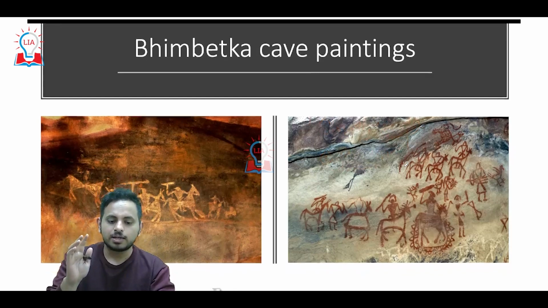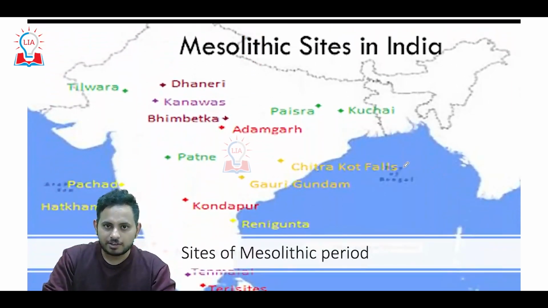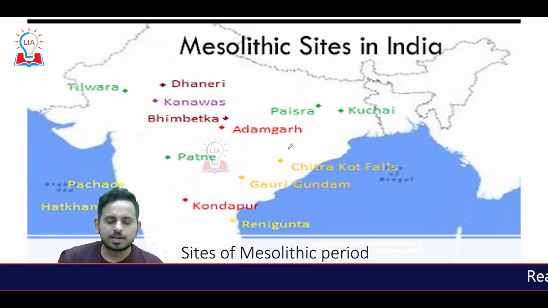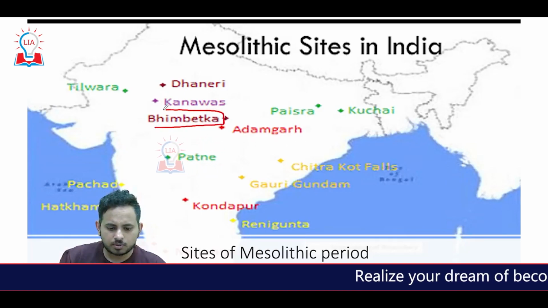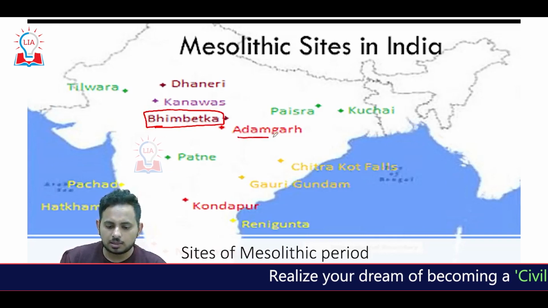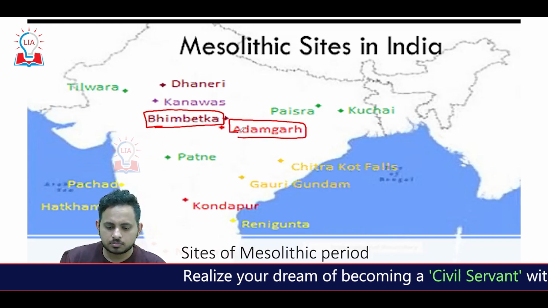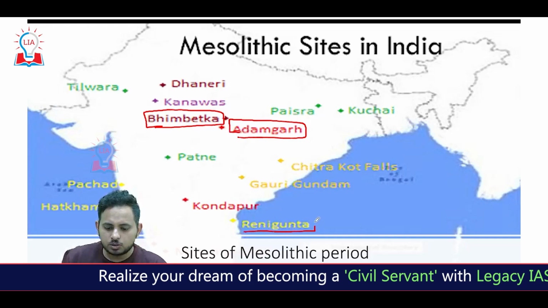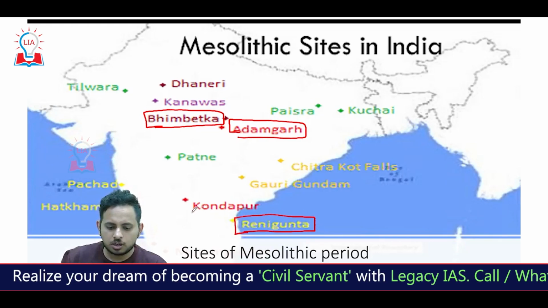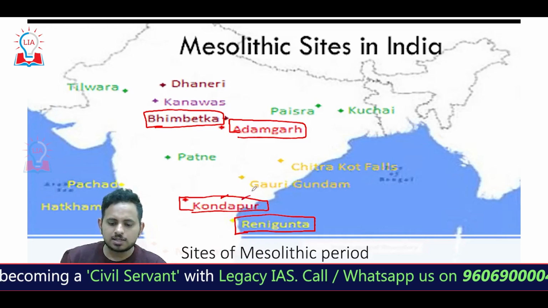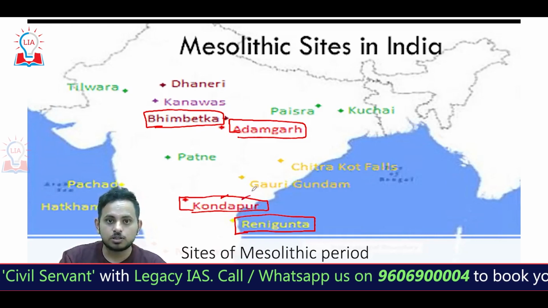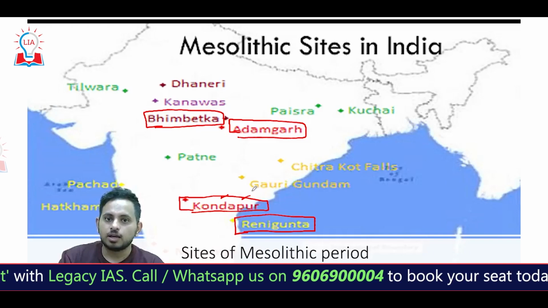Okay, this is what we can derive from the Bhimbetka cave paintings. And again, the sites of the Mesolithic period, you can see here: Bhimbetka, an important one, Adamgarh, Renugunta in Andhra Pradesh, Kondapur, a very important one. So these are very important sites of the Mesolithic period that we have in India.